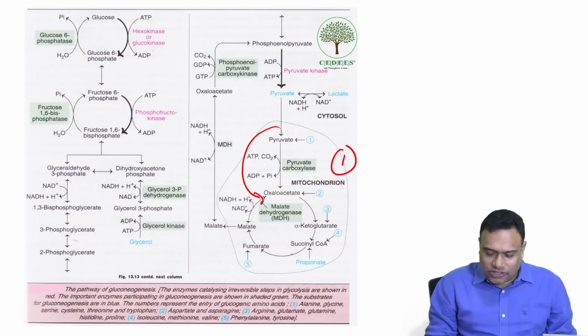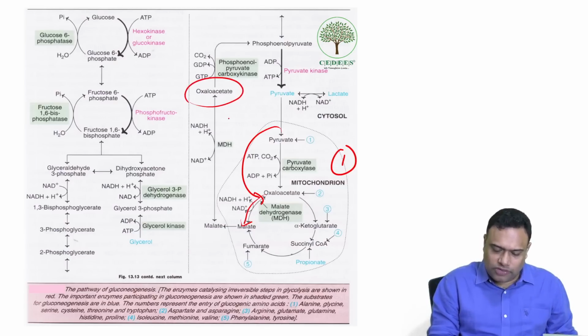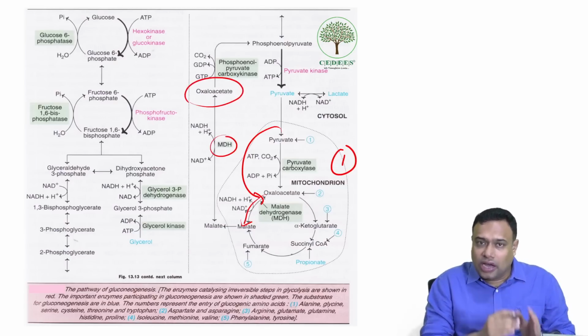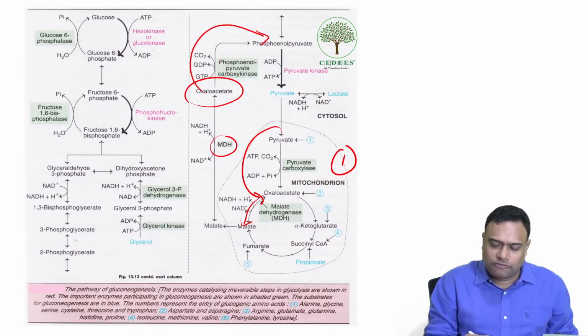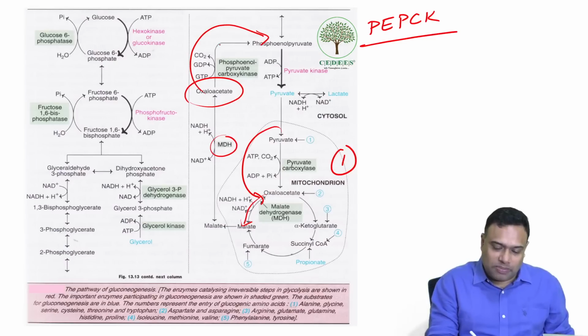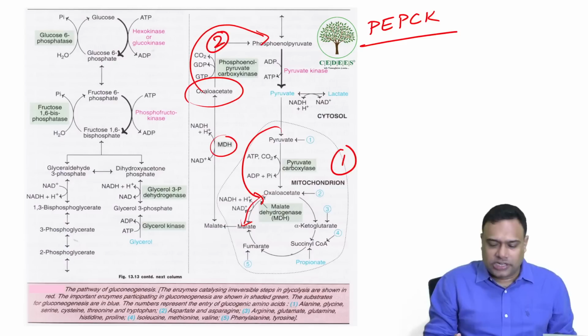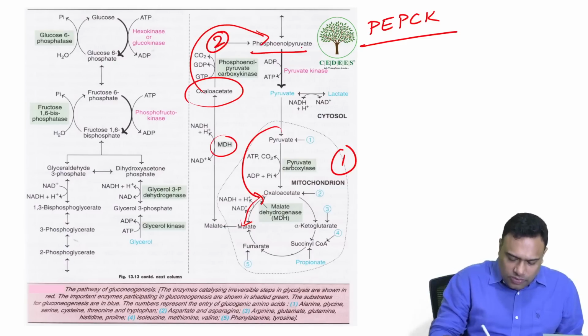Now this oxaloacetate is converted to malate, and this malate now moves out of the mitochondrion. Malate is reconverted to oxaloacetate with the help of malate dehydrogenase, and now oxaloacetate is converted to phosphoenolpyruvate with the help of an enzyme called phosphoenolpyruvate carboxykinase. That is the second important step in your gluconeogenesis.